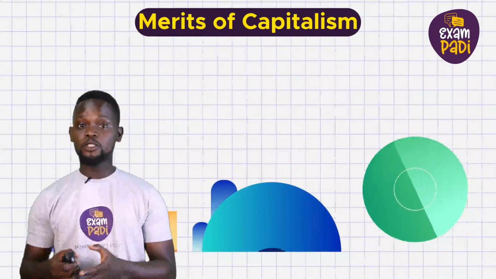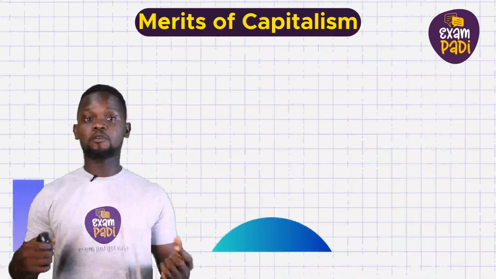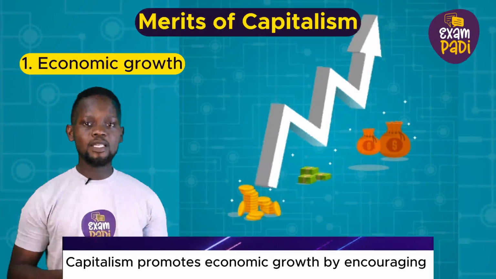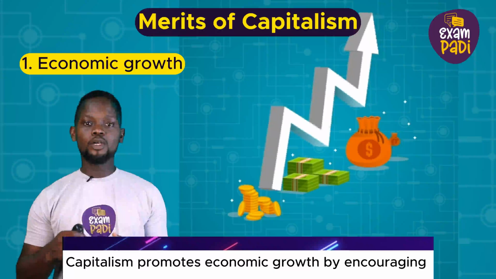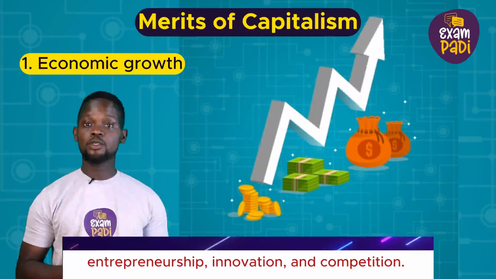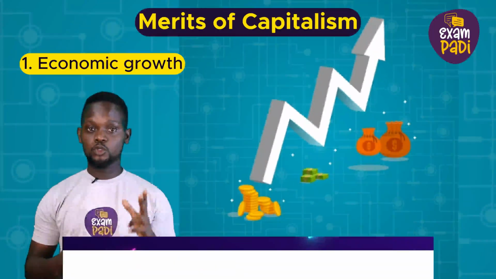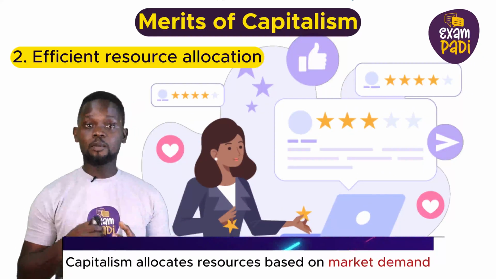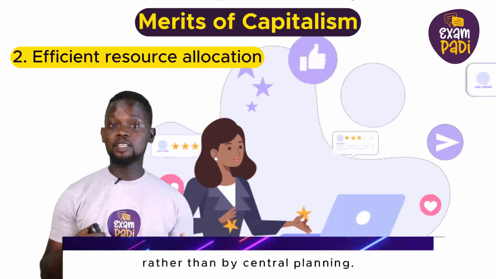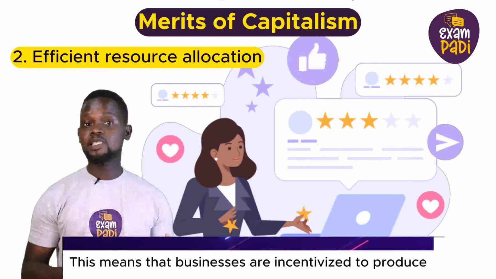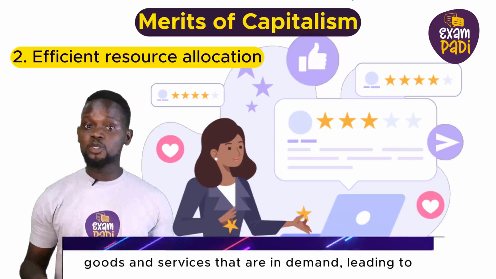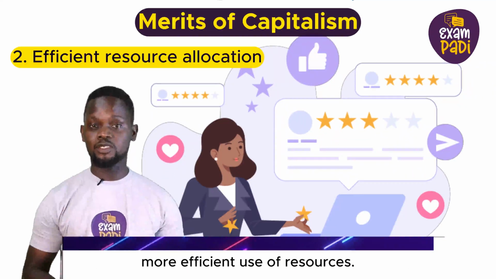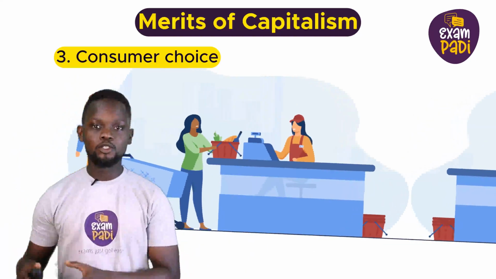Here are some critical points to consider when looking at the merits of capitalism. 1. Economic growth. Capitalism promotes economic growth by encouraging entrepreneurship, innovation, and competition. 2. Efficient resource allocation. Capitalism allocates resources based on market demand rather than by central planning. This means that businesses are incentivized to produce goods and services that are in demand, leading to more efficient use of resources. 3. Consumer choice.